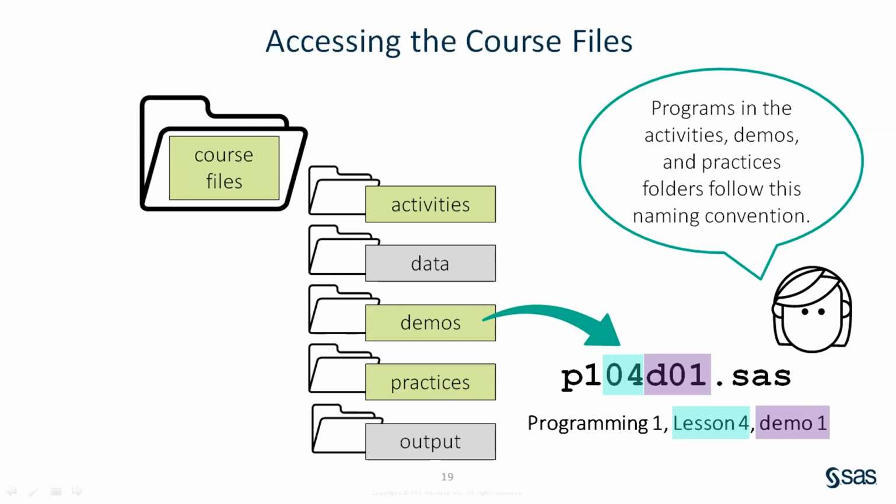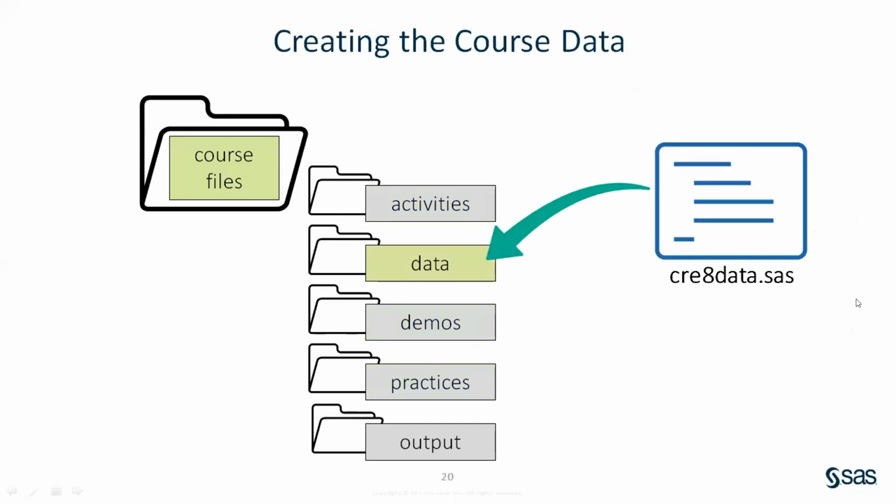So .sas tells us it's a SAS program file, and the naming convention here is P104D01. P1 stands for Programming 1, 04 is for our lesson, here the fourth lesson, for example. D is for demonstration, so it goes to the codes in the demonstration folder. And 01 means demo 1 for lesson number 4.